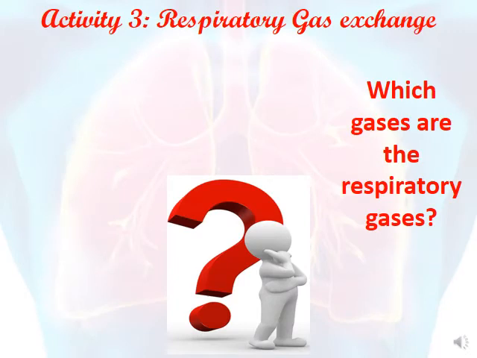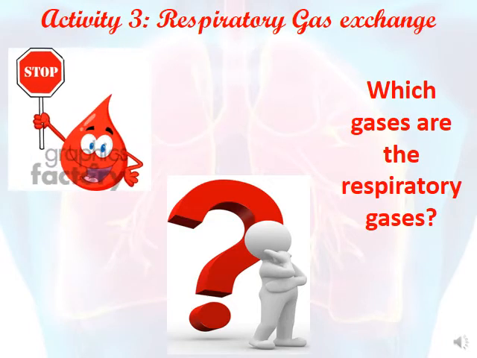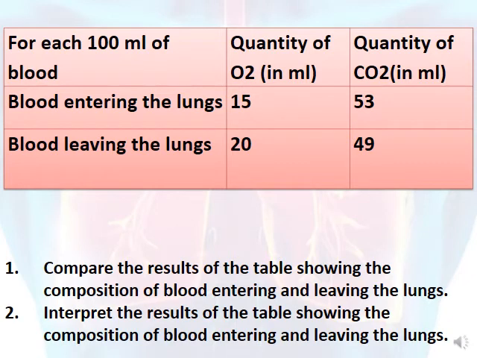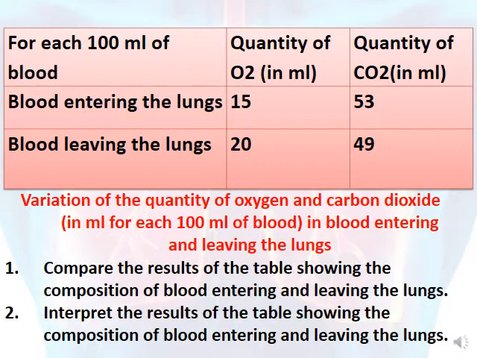Activity 3, respiratory gas exchange. Which gases are the respiratory gases? Already we know that they are oxygen and carbon dioxide. But let's see here. Here we have this question, this application. In this table, we have the variation of the quantity of oxygen and carbon dioxide, which are the respiratory gases, in milliliter for each 100 milliliter of blood, in blood entering the lungs and blood leaving the lungs. Okay?